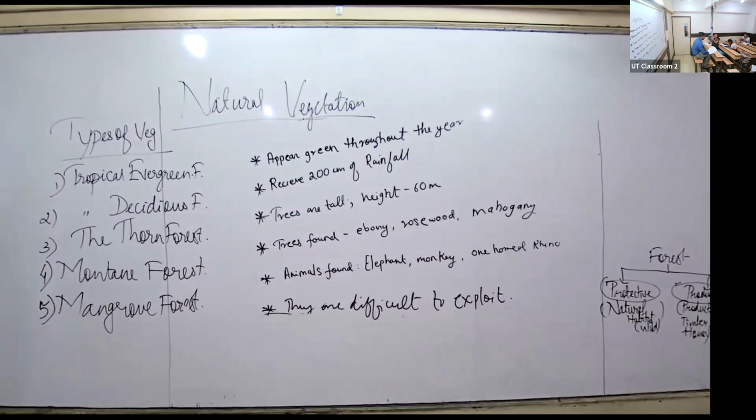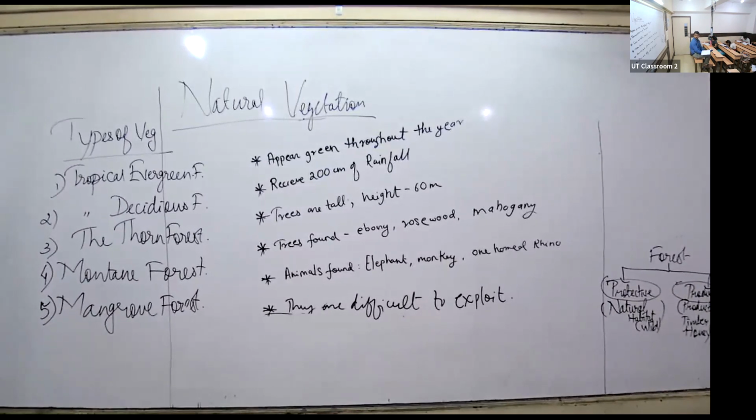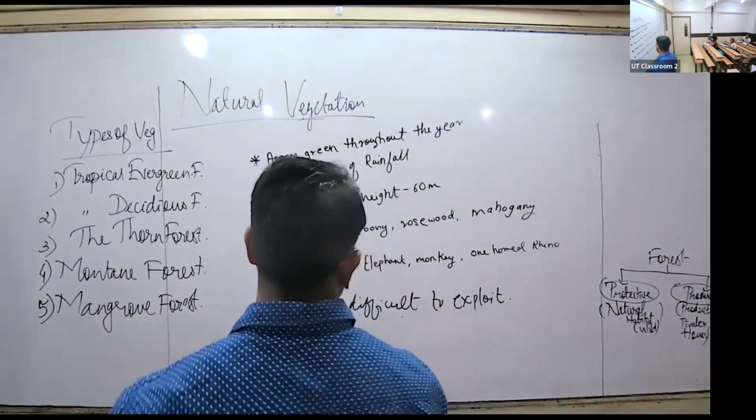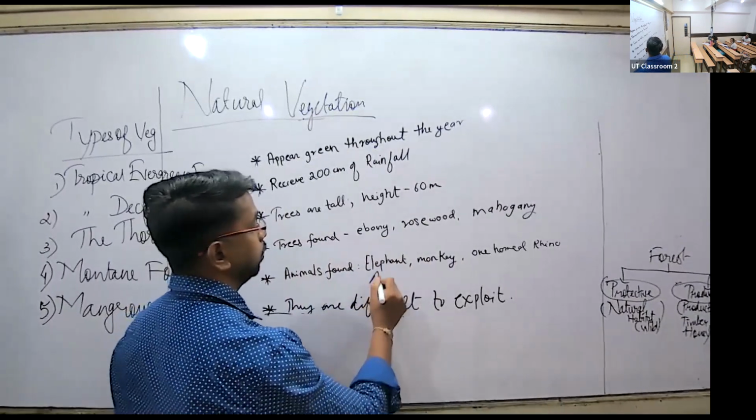Animals found here are elephants, monkeys, and so on. You can write and copy why I'm giving it. One on rhinoceros, rhino. Instead of deer, you write antelopes. Antelopes, I'm writing.